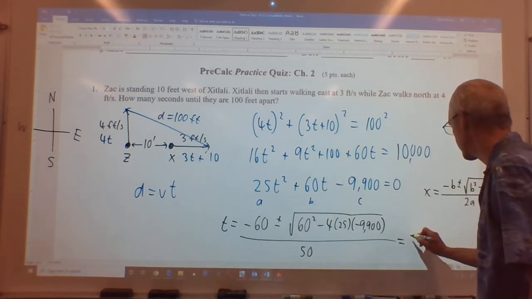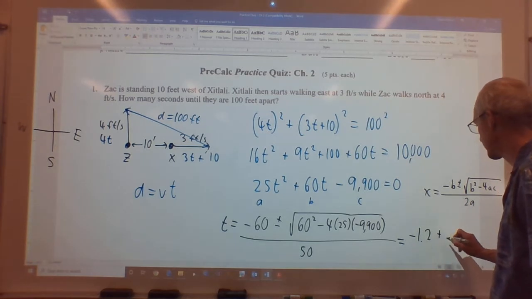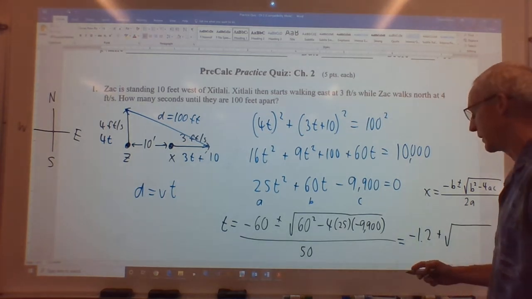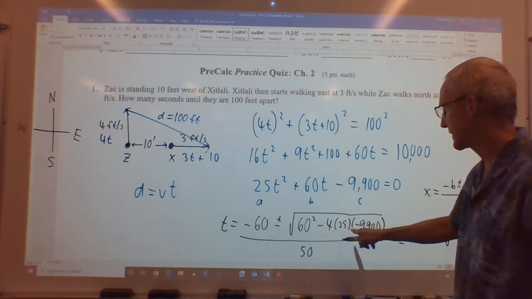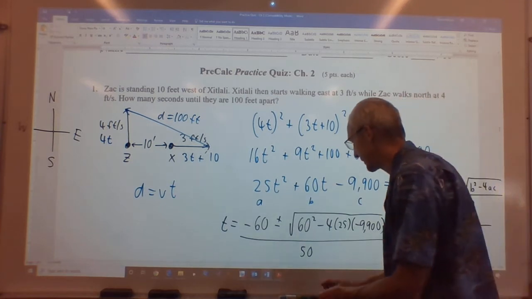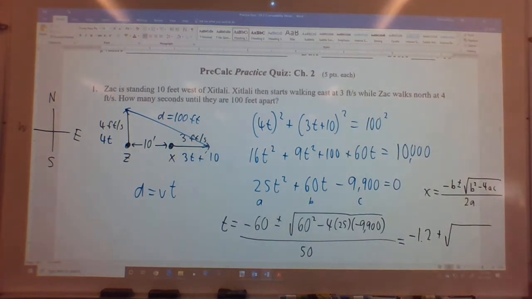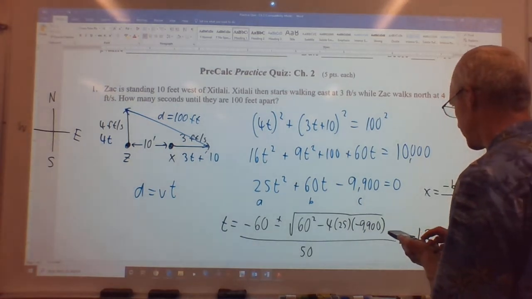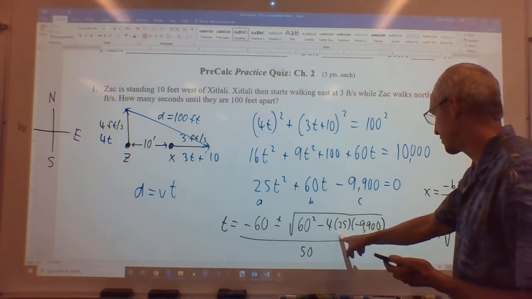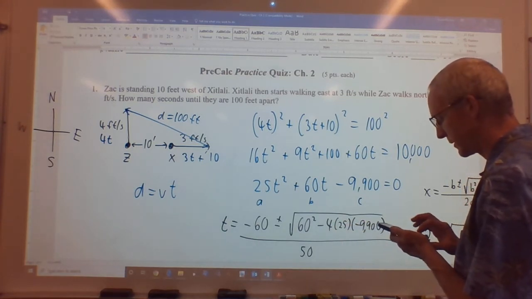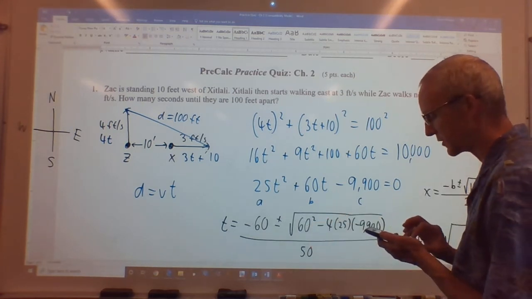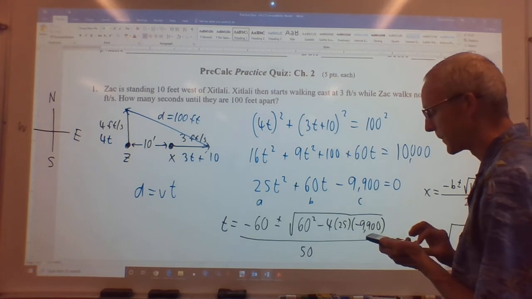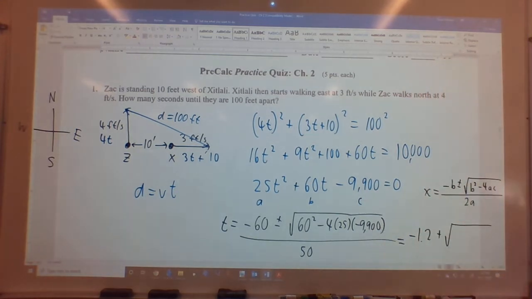Which is negative 1.2, right? Yeah, 1.2. So that's negative 1.2 plus the square root of 60 squared minus 4 times 25 times negative 9,900. So this is a plus now, right? We have a minus and a minus, so it's plus inside there. I'm just going to work that all out on my calculator. What's inside there? This is 100 times 9,900 times 100 plus 3,600 equals 993,600.